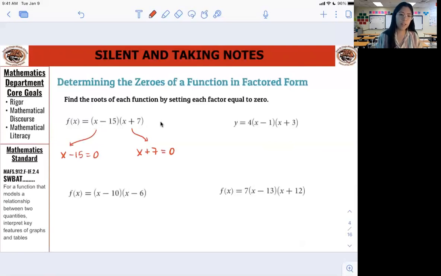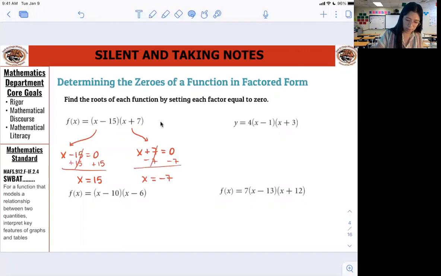So looking at the one on the left, what should I do to both sides to get x by itself? Add. Yeah, we can add 15 on both sides. So I get x equals 15. What about the one on the right side? Subtract 7 on both sides. What's 0 minus 7? Negative 7. Yeah. And those are my two x-intercepts.